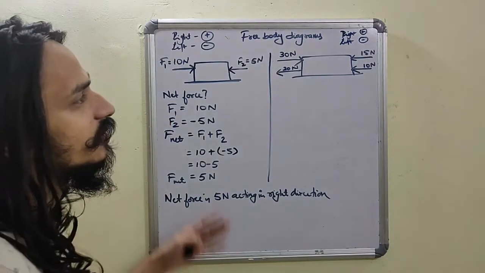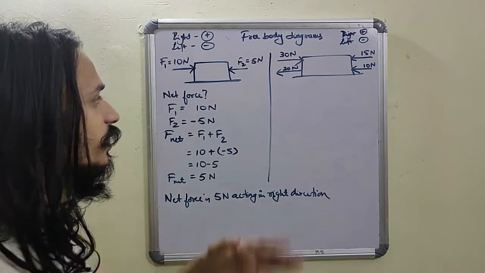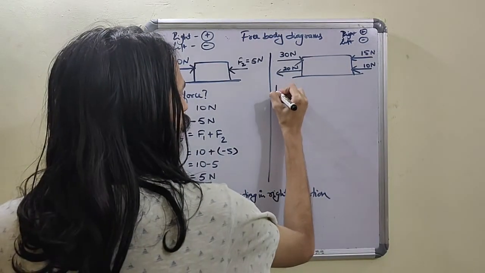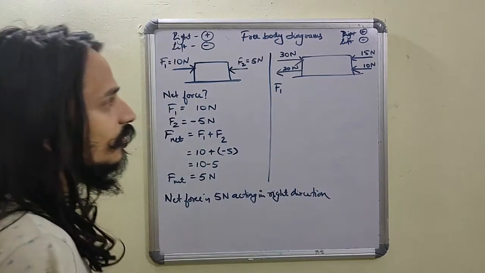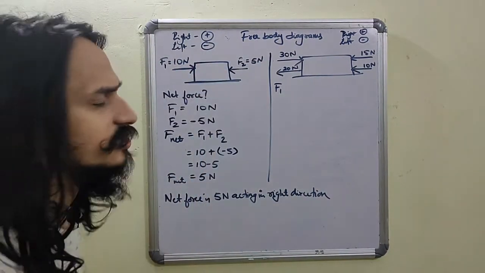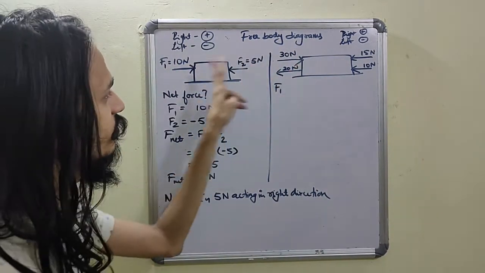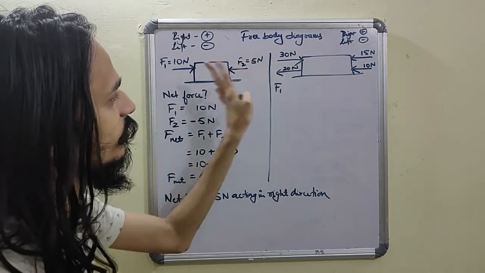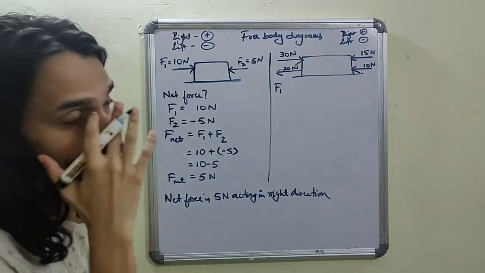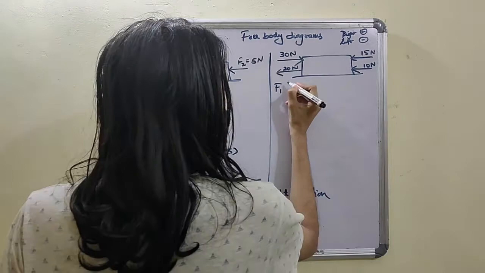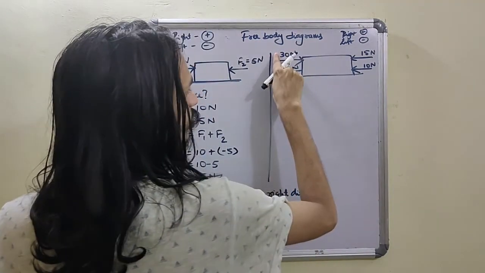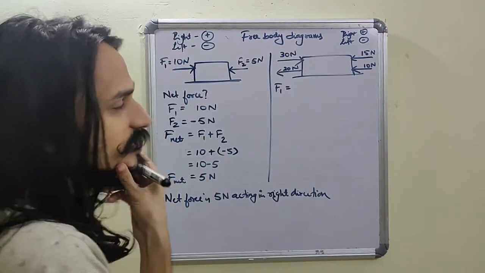So how do I find out the net force for this object? Again, the same way. I'll start by listing the forces. First, you can number them in any way. If the names are not given in the sum, you can name them as per your wish. It doesn't really matter. Now I'll start from here and go in a clockwise manner.